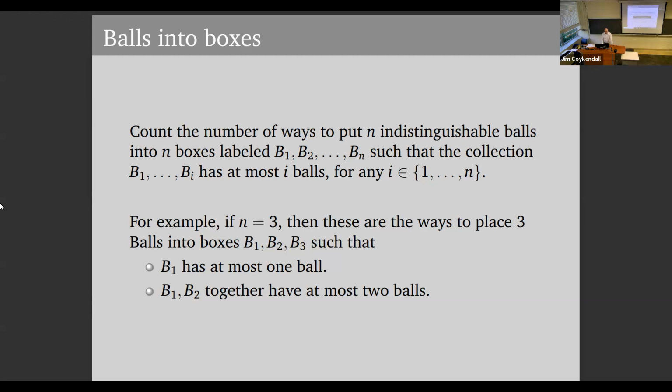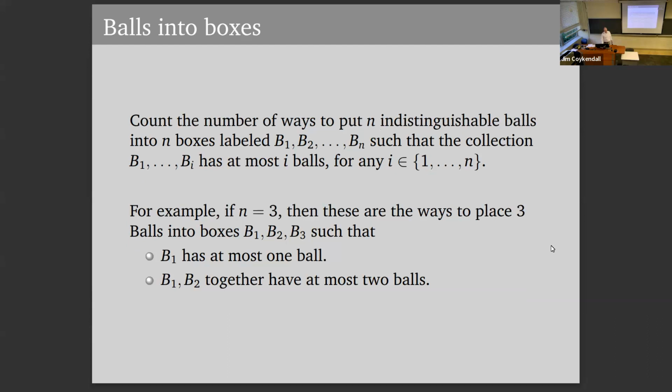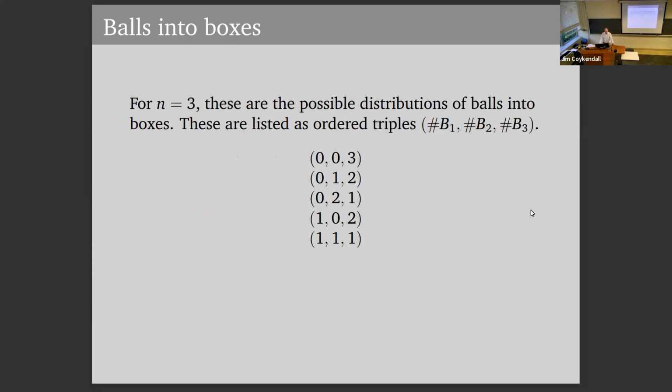A lot of problems in combinatorics involve putting balls into boxes with various conditions. Here, we're going to count the number of ways to put n indistinguishable balls into n boxes, such that the first i boxes together have at most i balls. For instance, if n is 3, then we're looking for ways to place 3 balls in the boxes, such that the first box has at most 1 ball, the first 2 boxes together have at most 2 balls, and the first 3 boxes together have at most 3 balls. But there are only 3 boxes and 3 balls, so that last condition is unnecessary here. And there are 5 ways to do that.